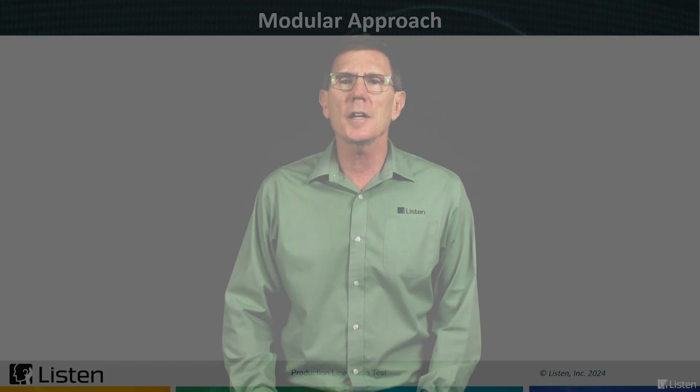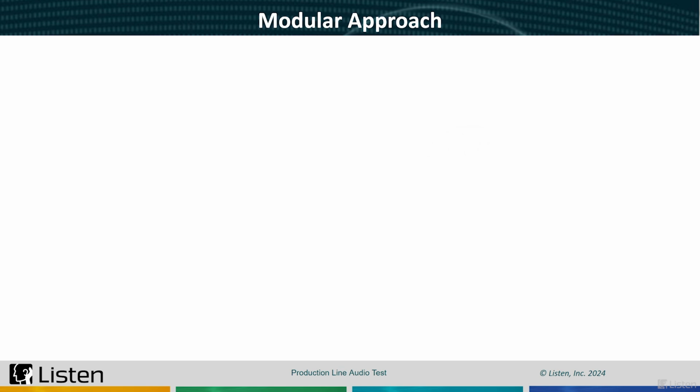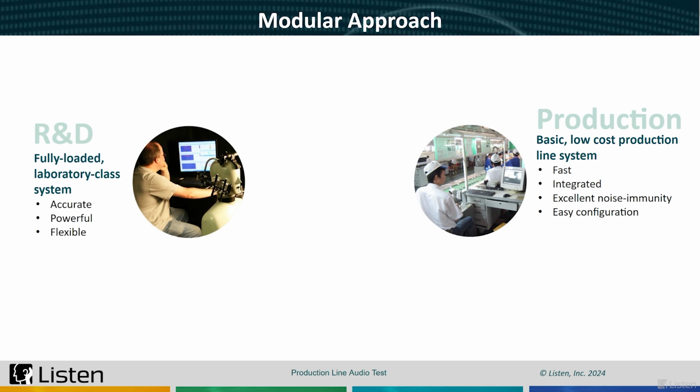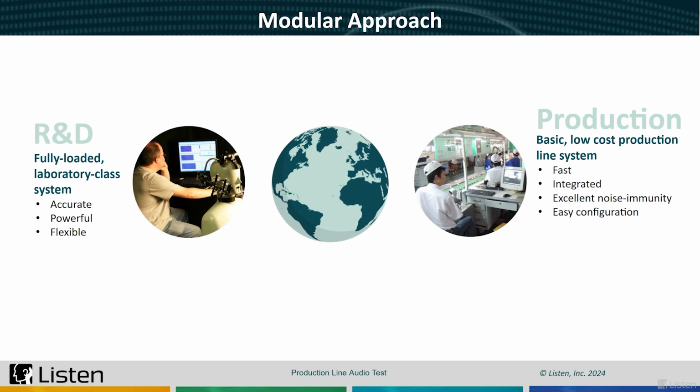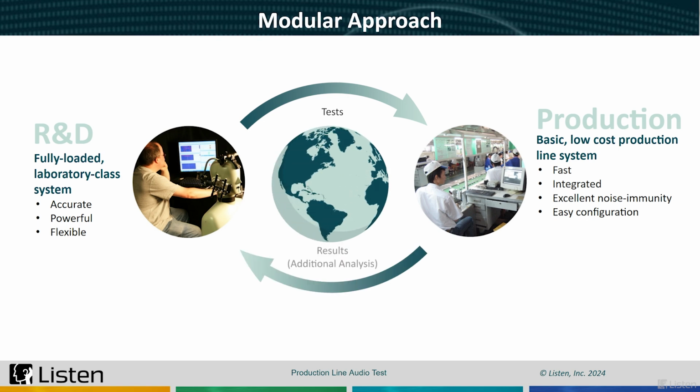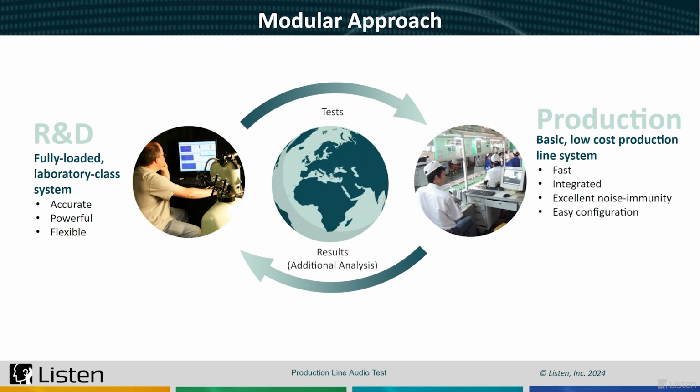This provides seamless compatibility between manufacturing and development, and it means that we can offer a suitably low-cost system for production and a more advanced feature set appropriate for R&D. The other benefits of this is that you can create and modify tests in the lab and send them to production for implementation, or send production line results back to the R&D lab for further analysis and troubleshooting assistance.